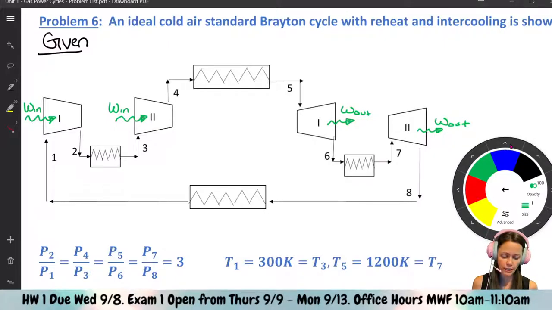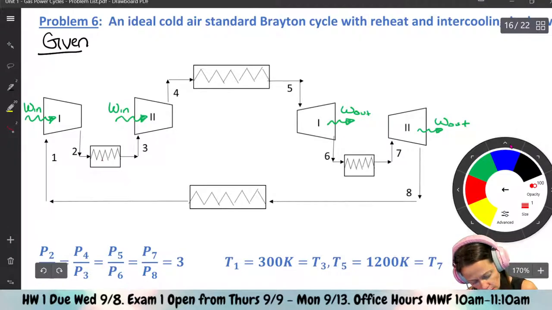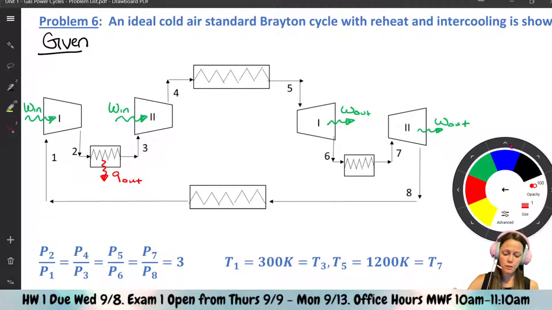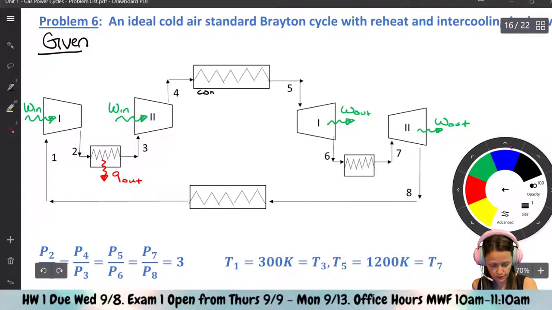So from 2 to 3, that heat exchanger between the two compressors, the point of intercooling is to counteract what's going on. For the compression process, you're increasing the pressure and the temperature is going up, but you want to keep that temperature low. So it's right here, it's going to be a Q out. And then you finish compressing from 3 to 4. Then from 4 to 5, this is where you're modeling your combustion process, as just a simple heat addition process.